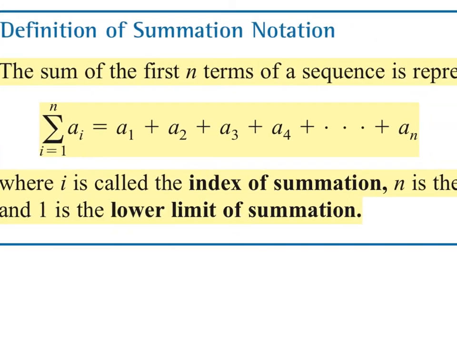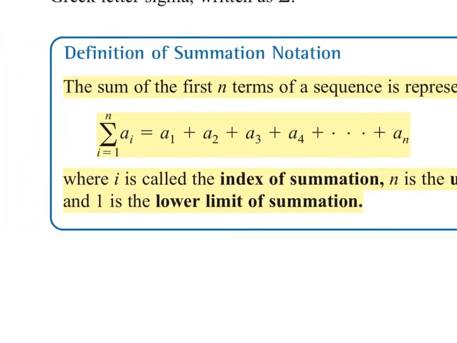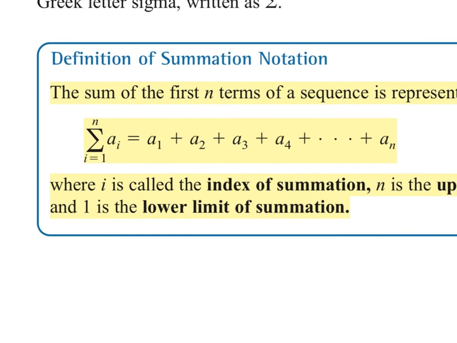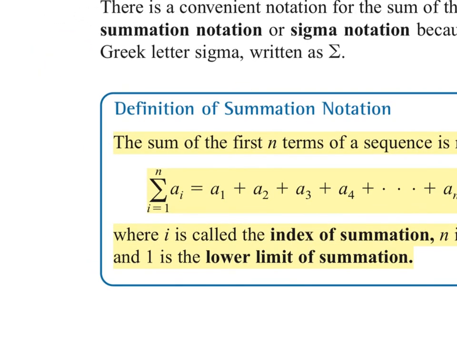We're going to talk about sigma notation. You have an index of summation. You have the upper limit of summation, the lower limit of summation. Guys, look at this. The number on the bottom, the lower limit of summation, means the number that you're starting with. The number at the top, the upper limit of summation, that's where you stop. What does the word sum mean to do?